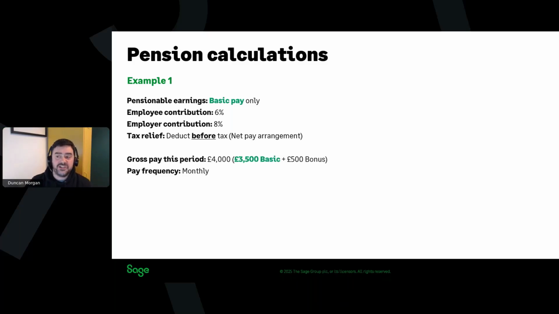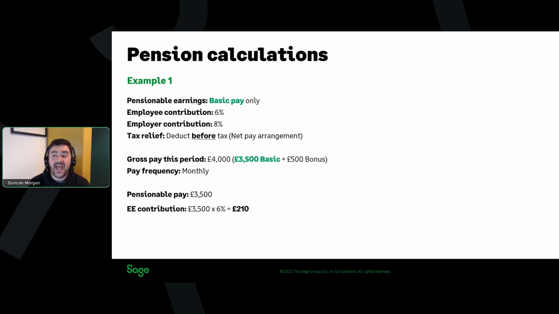Now for this calculation, the employee's total gross pay this period is £4,000, but that's made up of £3,500 basic plus £500 bonus. And the pay frequency for this employee is monthly. So when we do the calculation, first thing to do is to establish the pensionable pay. So we know that in this example, it is basic pay only. So £3,500 is pensionable.